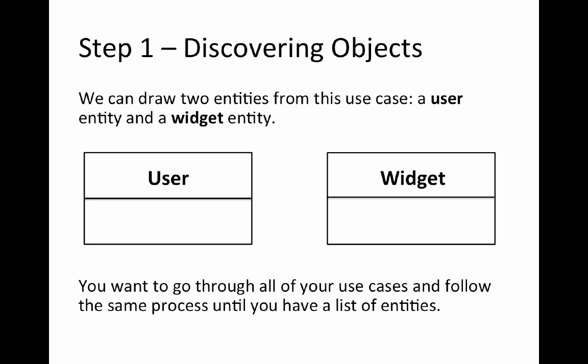To put together a list of entities, which is the first thing that you want to do, you want to go through all of your use cases and follow the same process in terms of identifying what the people, places, and things are, until you have a full list of entities. You're then going to take that full list of entities and make a list that you will use to create these boxes.